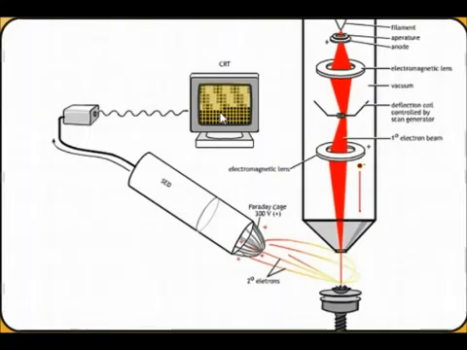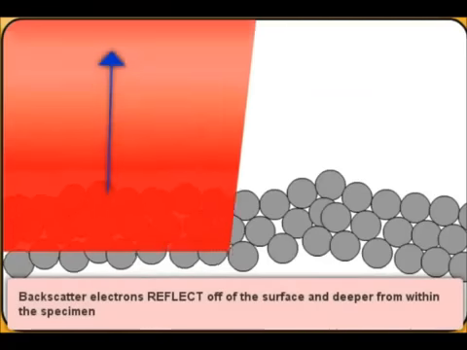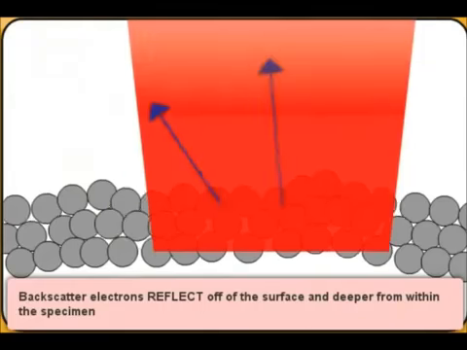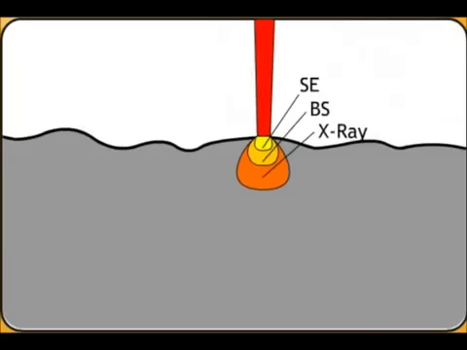Now, the second type of electrons are called backscatter electrons. And these electrons actually don't come from the atoms. They actually reflect off the surface. And they actually can come even from deeper down in the specimen. And we have a second detector that can actually detect those.